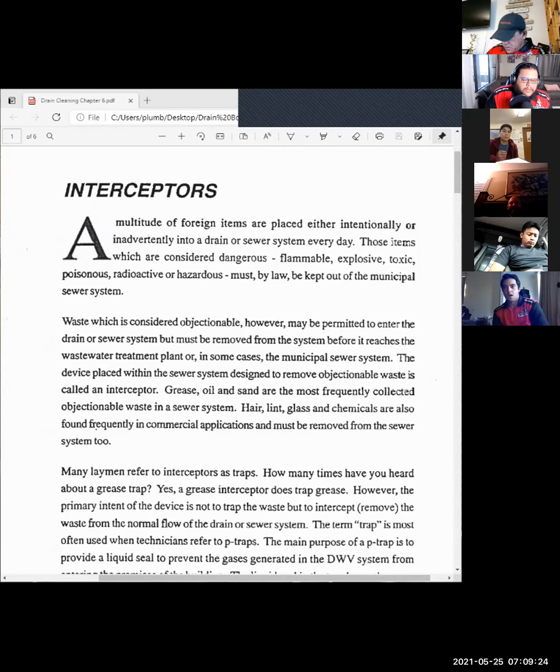All right, so interceptors. A multitude of foreign items are placed either intentionally or inadvertently into a drain or sewer system every day. Those items which are considered dangerous, flammable, explosive, toxic, poisonous, radioactive, or hazardous must by law be kept out of the municipal system. So there's certain things that they don't want running through our sewer drain.